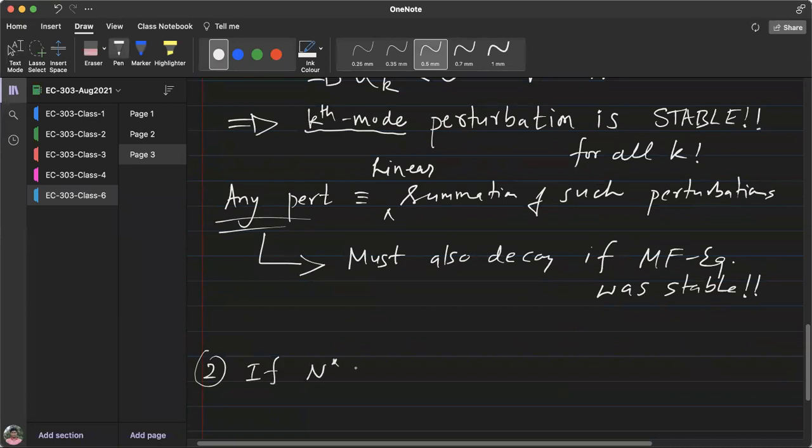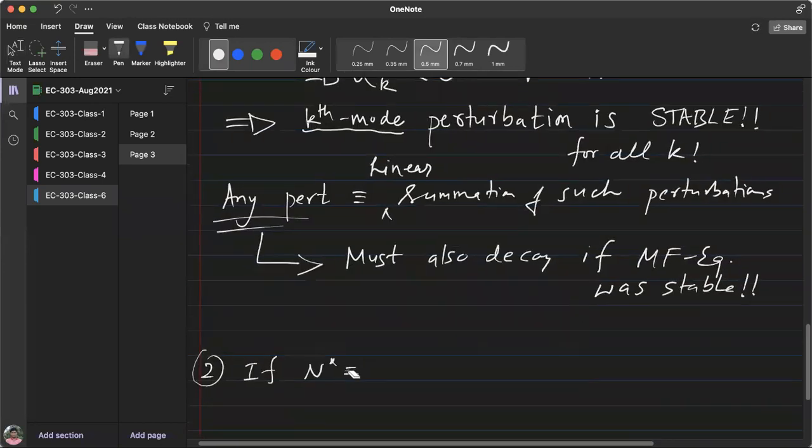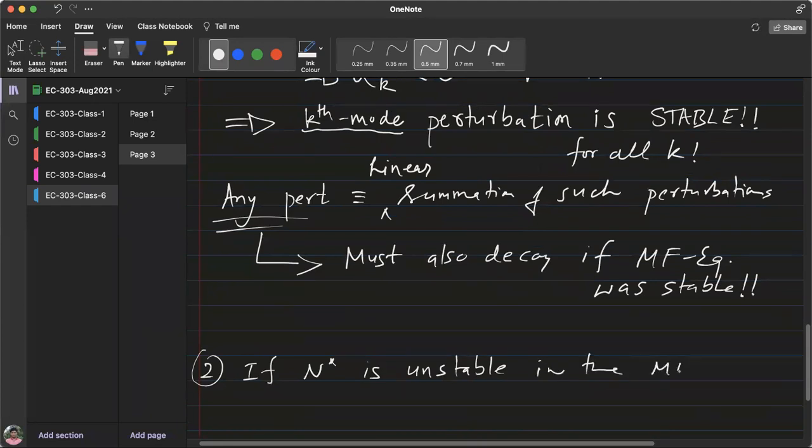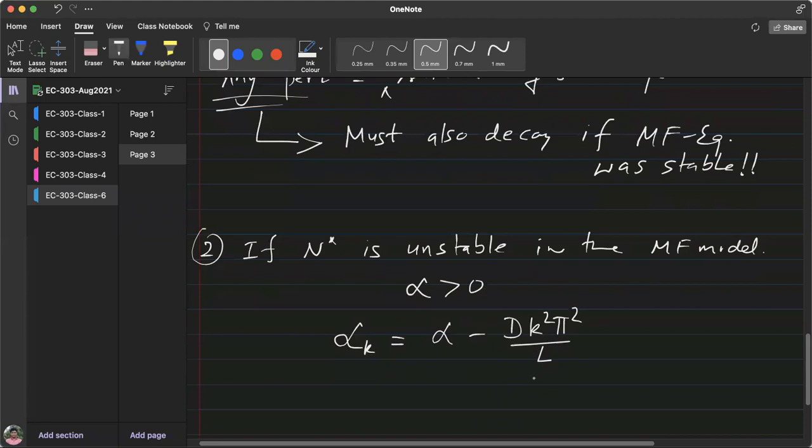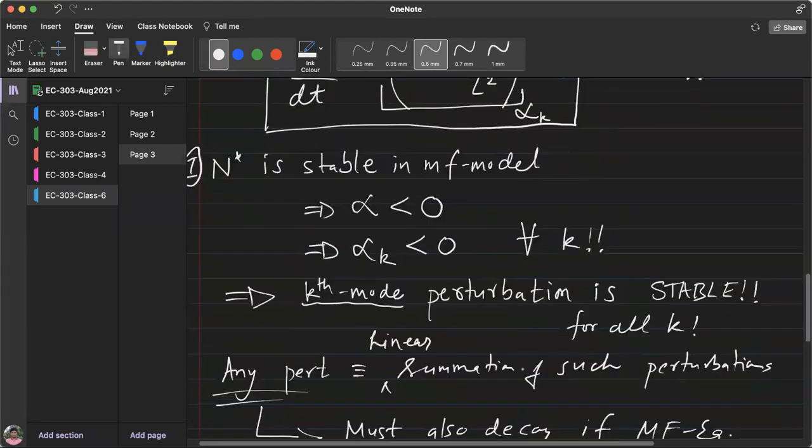If N star is unstable in the mean field model, so what does it mean? Alpha is greater than 0, right? So alpha k for an arbitrary k will be alpha minus d k square pi square by L. Is that right? Yeah.